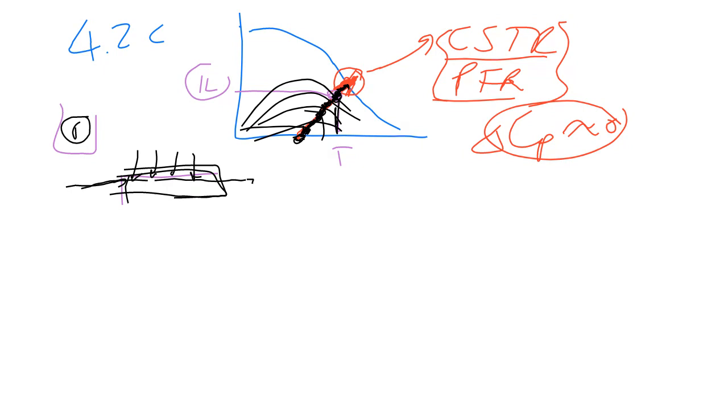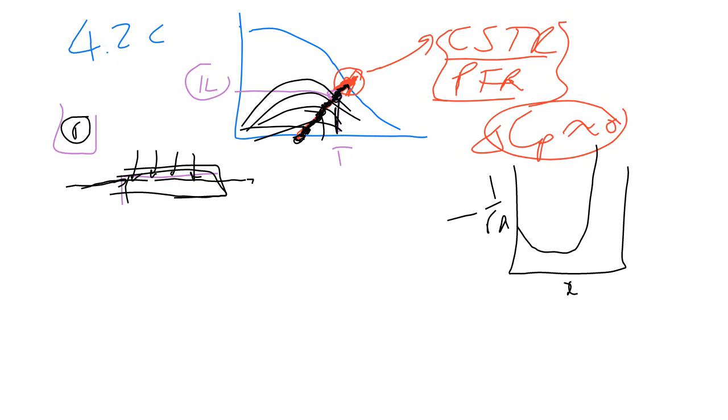So on the Levenspiel plot versus X, it may look like that. So for the PFR, I am going to follow that rate, and therefore that area below the line times FA naught will give me the total volume of my PBR, or the PFR, sorry, volume.